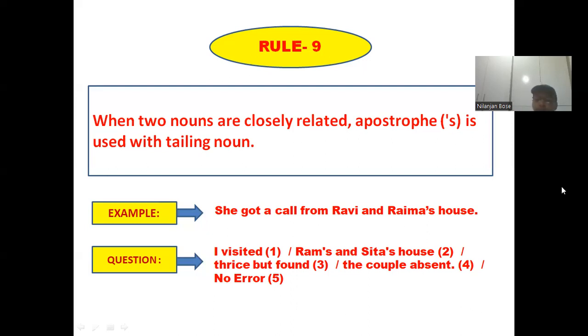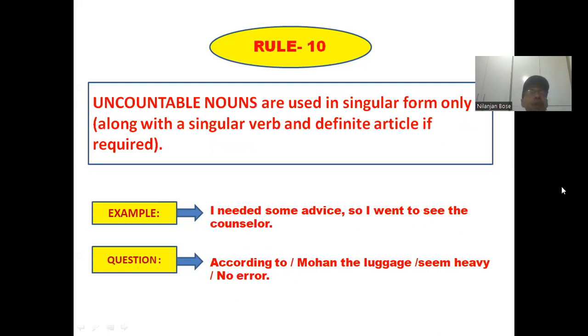Okay. Now we are into the last rule. Uncountable nouns are used in singular form only along with a singular verb and definite article if required. So uncountable nouns are those nouns which cannot be counted, right? Always it should be in the singular form and accordingly it should be taking a singular verb. Correct. So let us go through the example. I needed some advice, so I went to see the counselor. Here you cannot say advices, okay? Because advice is uncountable.